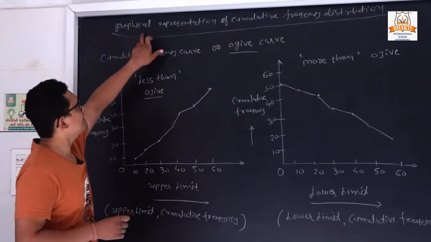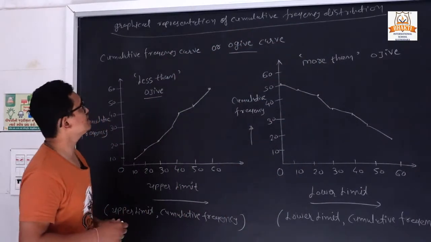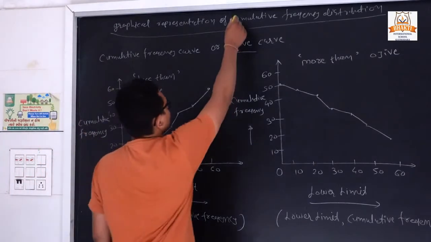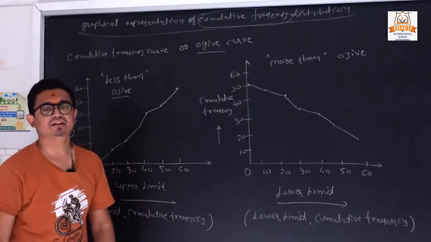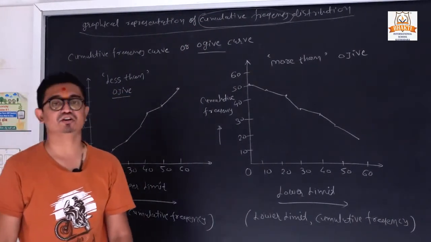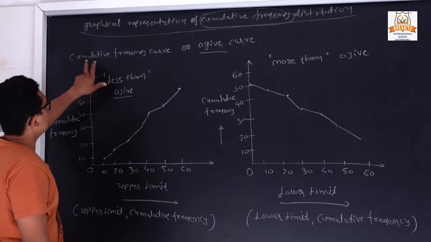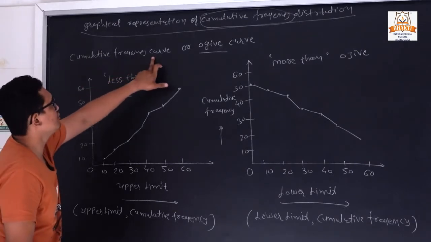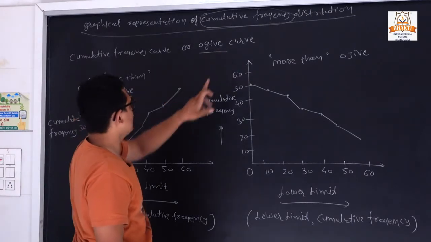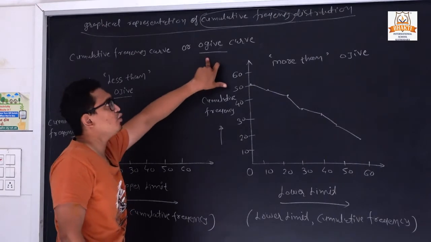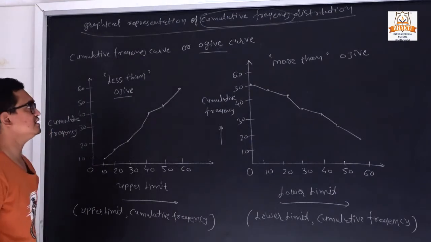It is the graphical representation of cumulative frequency distribution. We are already familiar with this term, CF, cumulative frequency. Clear? We can find the CF in the median in exercise 14.3. So in this lecture we will discuss the cumulative frequency curve, which is sometimes called an ogive. It is pronounced ogive. Clear?